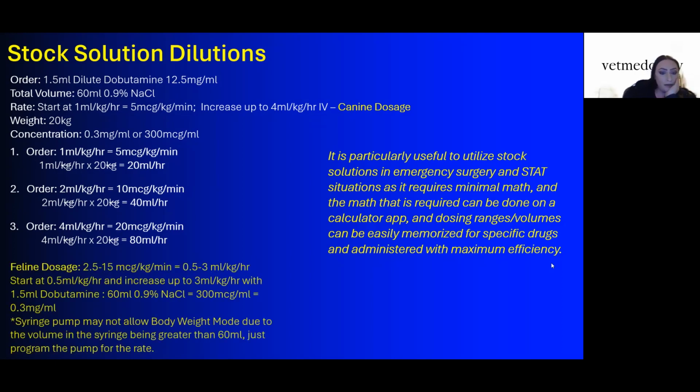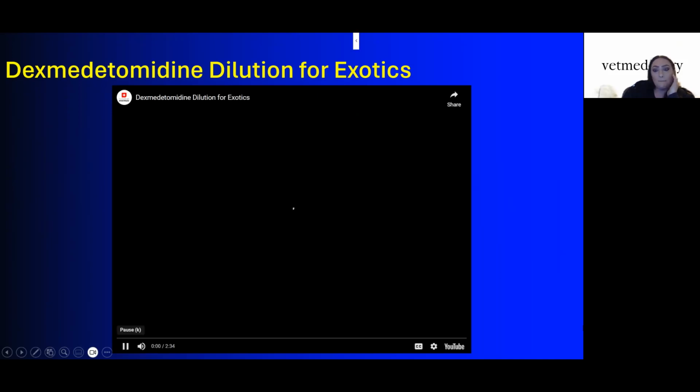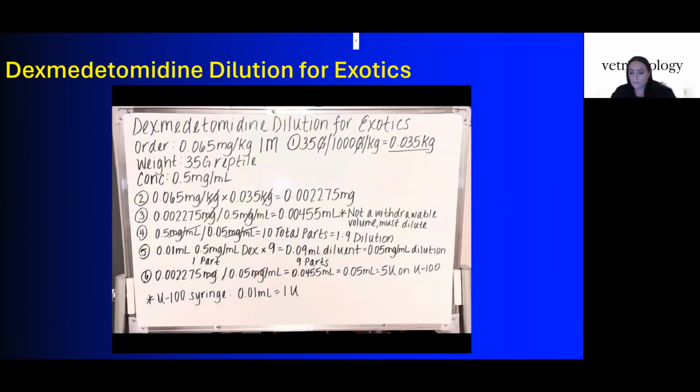Okay, so this is the dexmedetomidine dilution for exotics. We're going to be talking about dexmedetomidine dilution for exotics. The order is 0.065 mg per kg IM. The weight is a 35-gram reptile, and the concentration of dexmedetomidine is 0.5 mg per mil. First thing we need to do is convert from grams to kilograms. So 35 grams divided by 1,000 grams per kilogram equals 0.035 kilograms.